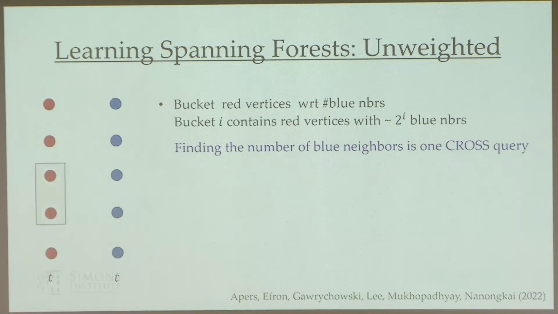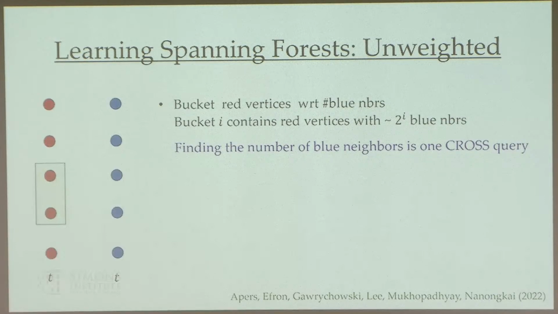So we bucket the red vertices with respect to the number of blue neighbors. The bucket i on the left are all the red vertices which have roughly 2^i blue neighbors. How do I find the number of blue neighbors? Well, I just take the vertex s on one side and all the blue vertices on the right side. It's just one cross query. This is true only because the graph is unweighted. I can find the degree, or the number of neighbors, with one cross query because the graph is unweighted.